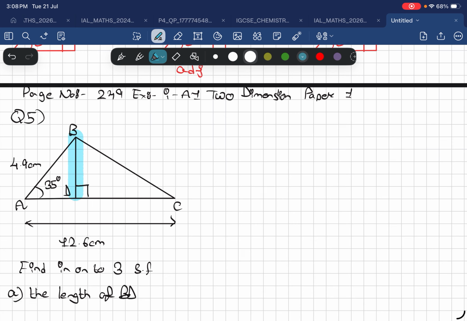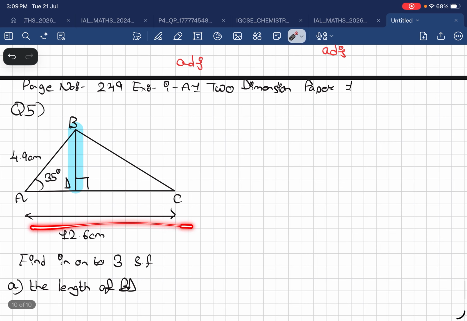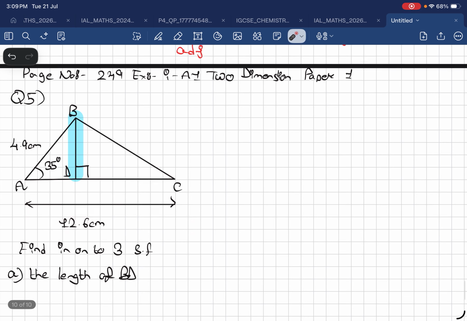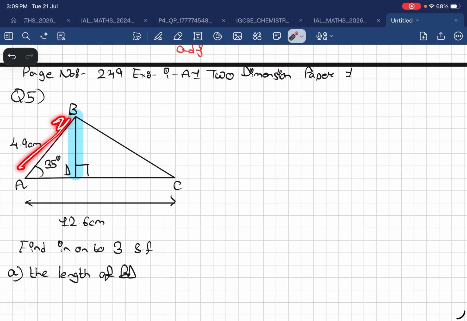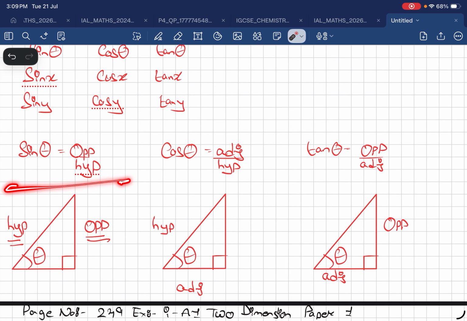Let's see what we have. We have this total length, the side of AB, which is this one, and the angle in between them. So from the 3 formulas or equations that we learned just now, can you tell me which one we will use at this moment and why? Can you guys tell me?